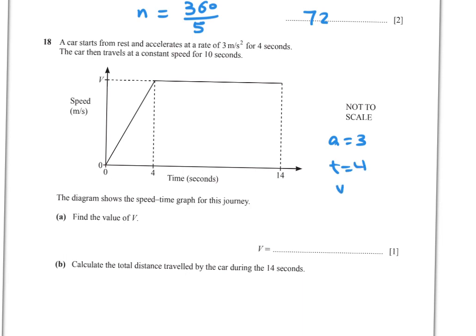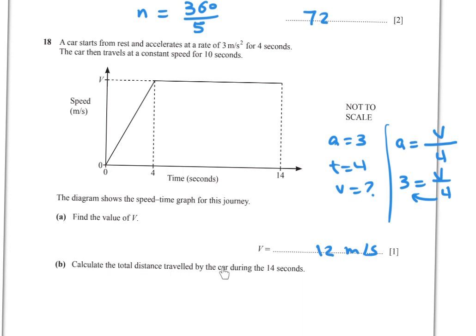We need to find the velocity. Acceleration equals what? Rise over run, the change over, because it is the gradient of the line. So you can say V over 4. So V divided by 4 equals 3. So 3 equals V over 4. Cross multiply. So V equals 12. Okay?